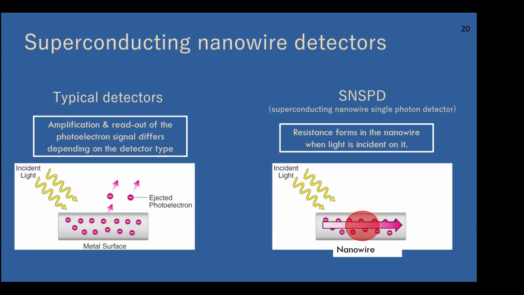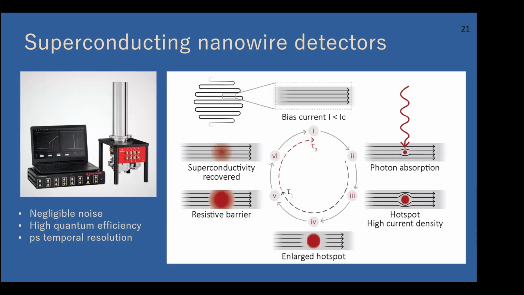So superconducting nanowire single photon detectors, or SNSPDs, work basically inversely to what a typical detector does. In a typical detector, you measure a current whenever a photon hits the photosensitive material, but in the SNSPD, you always have a current and you measure the resistance when light is incident onto the nanowire. So how does that work?